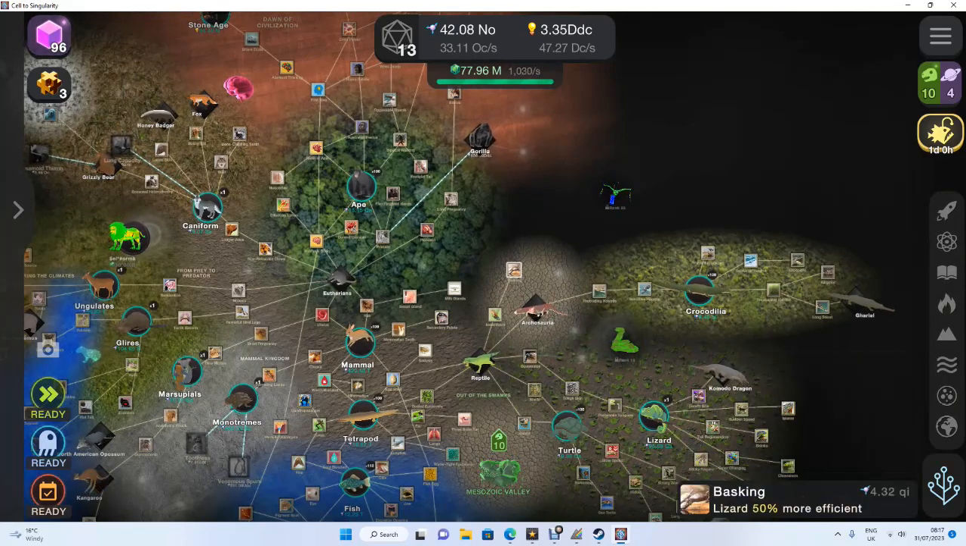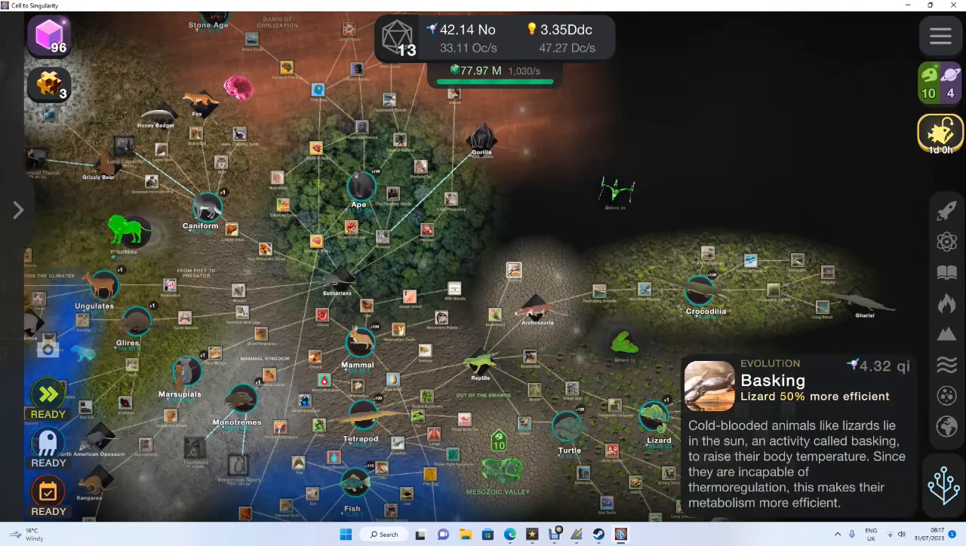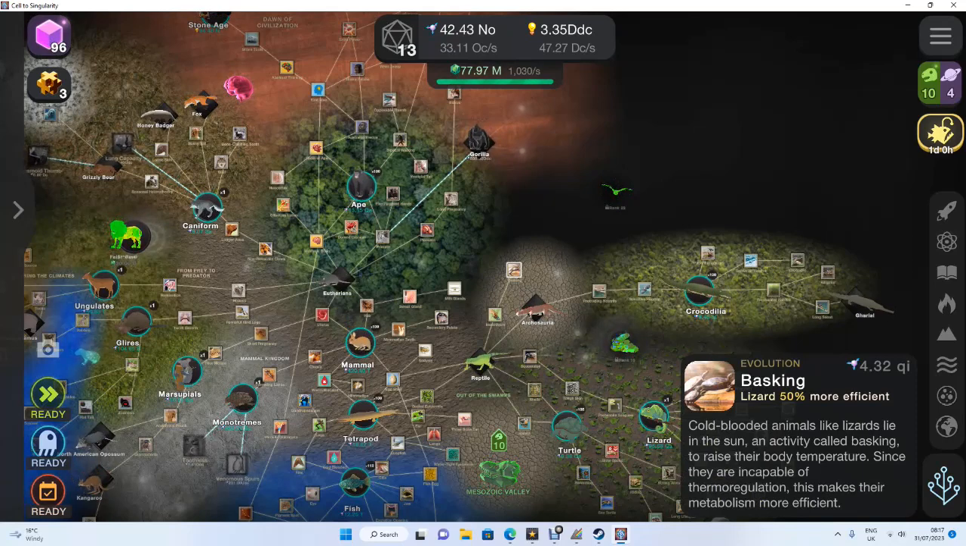And basking. Cold-blooded animals like lizards lie in the sun in an activity called basking to raise their body temperature. Since they are incapable of thermoregulation, this makes their metabolism more efficient.